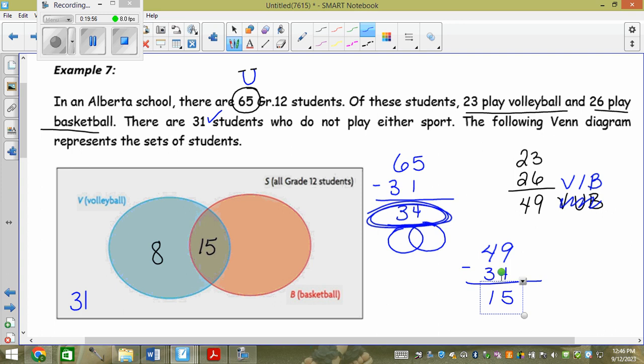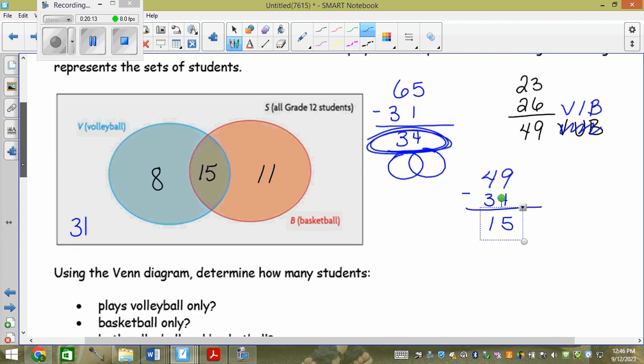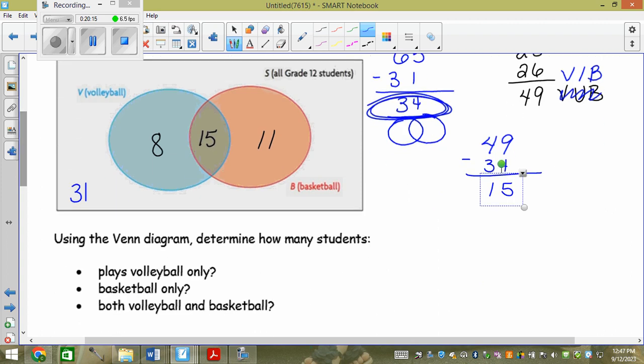How many play basketball only? They need to have 26, right? When I add that up, what must it add to? 65. So 31, 42, 50, 65. So we're good. Now it says, how many play volleyball only?